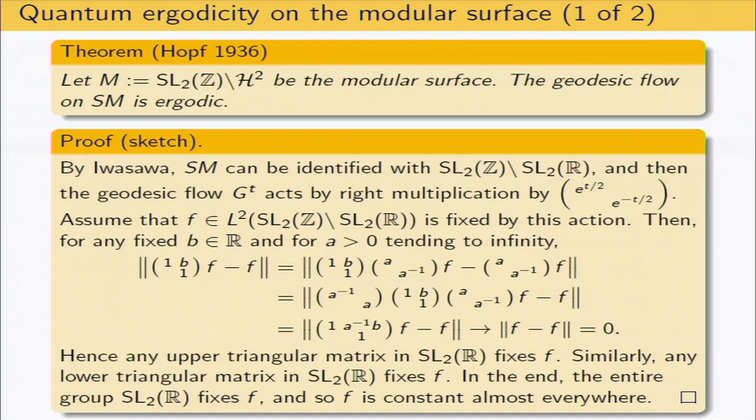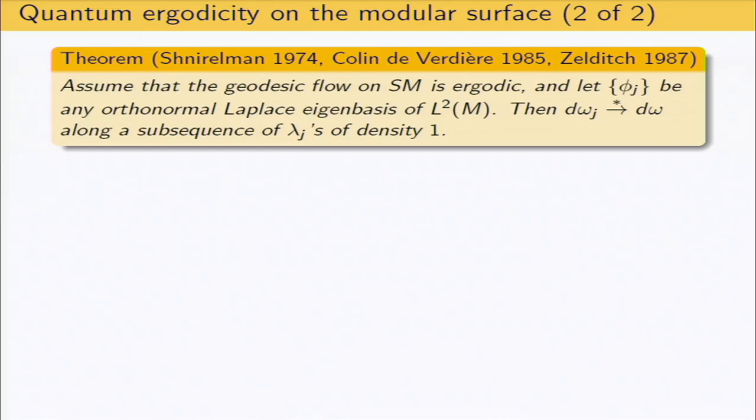And this has an important consequence, namely the so-called quantum ergodicity theorem by Schnirelman, Colin de Verdière, and Zelditch says that once the action of the geodesic flow on phase space is ergodic, almost all Wigner measures tend to the uniform Liouville measure. So no matter how you choose your basis, dω_j will tend to dω in the weak-star topology along a subsequence of λ_j's of density 1. Famous quantum ergodicity theorem. That's why it is called the quantum ergodicity property, because it has so much to do with ergodicity.